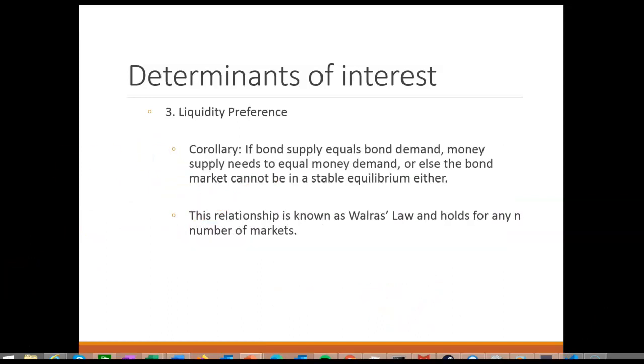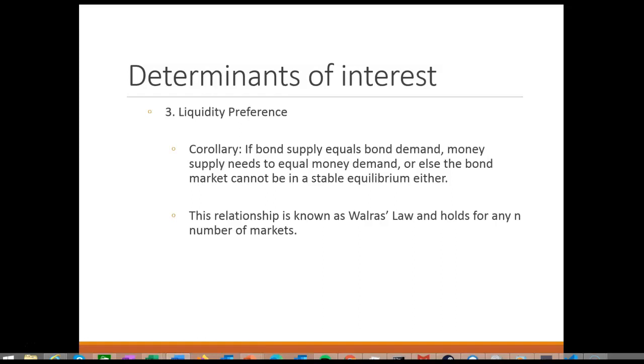Now, what does general equilibrium imply for partial equilibria in each of the bond and the money market? Well, if the bond market is in equilibrium, that means BS equals BD. The money market needs to be in equilibrium as well, i.e., MD needs to equal MS. If that's not the case, the general equilibrium condition I just showed you does not hold, and things will be shuffled around.